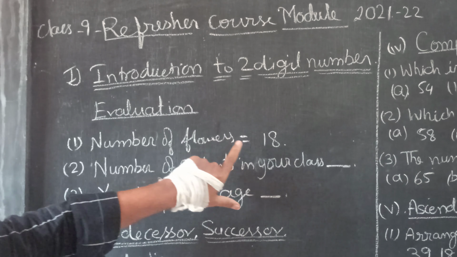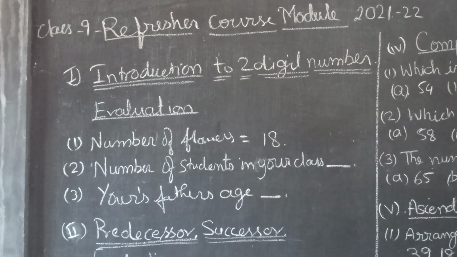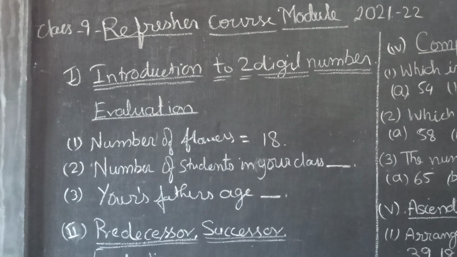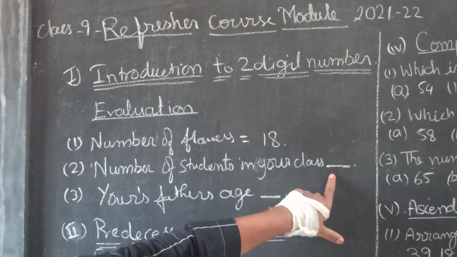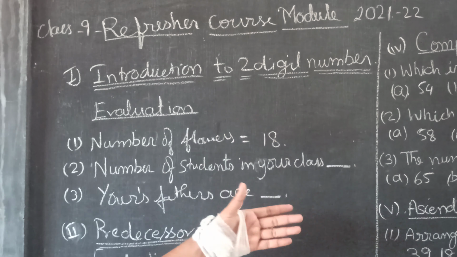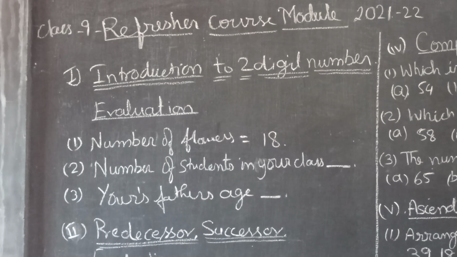So number of the flower given in the diagram are 18. The number of students in your class, you have to write whatever the number of students in your class. So you can fill this. Your father's age. So as you know, your father's age, you just write the age. Now we come to the second part of it.